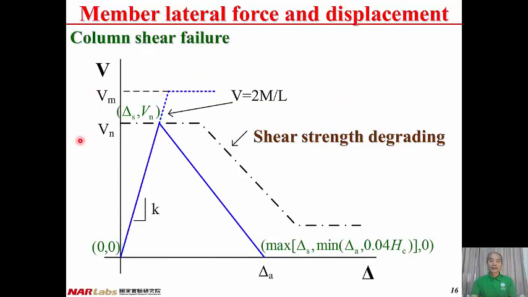Okay, under shear failure, the lateral force due to shear is less than the lateral strength due to flexure. When the displacement is small, the relationship is linear. Then we have the stiffness K. Even though it is a shear failure, the displacement is contributed largely by flexure, so the K here is the flexural stiffness. When the shear strength is achieved, the strength degrades very quickly to delta_a. And for delta_a, we have the lower bound, delta_s, and the upper bound, 0.04 H_c.